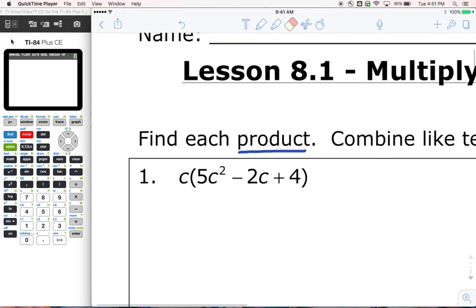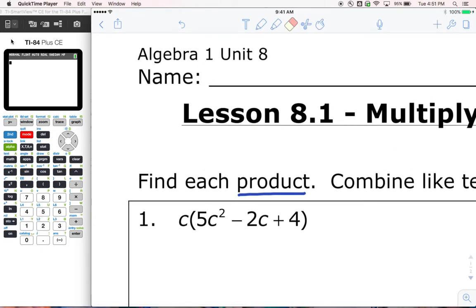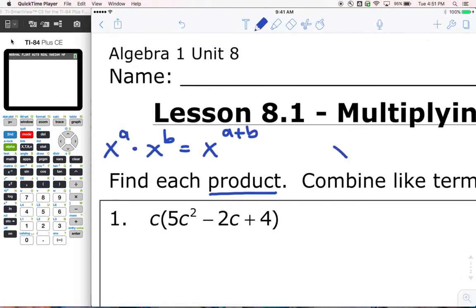Before we get going, let's remember one of our exponent rules. Do we remember that x to the a times x to the b is equal to x to the a plus b? Should we do an actual example here? If I say x squared times x to the 4th, this does not give me x to the 8th, this gives me x to the 6th. So when we're multiplying and dealing with exponents, remember the key is to add.